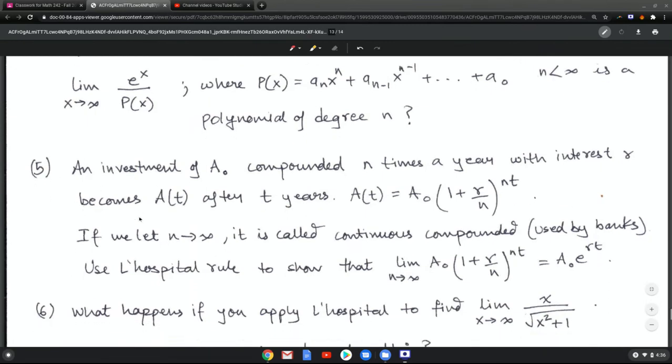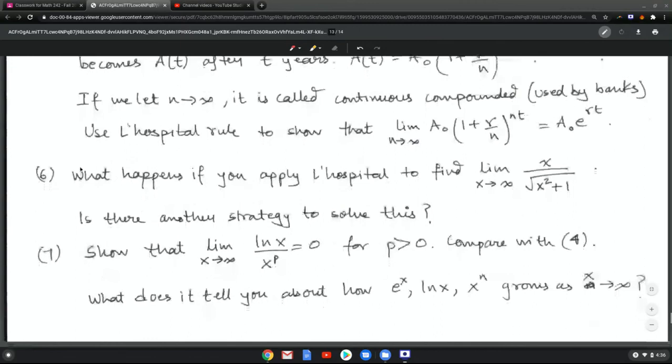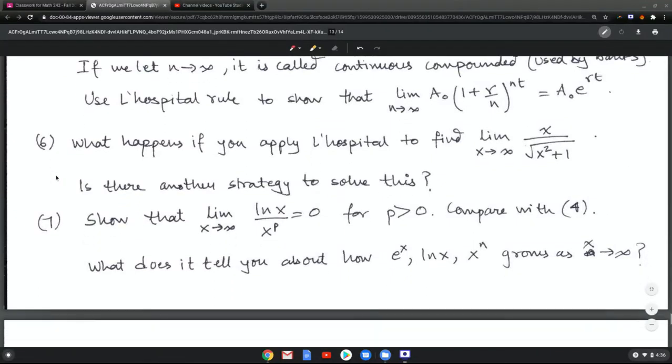Question five gives you another definition of the number e based on growth or continuous compounding, which is used by banks. Six is interesting. This is a function where you try to apply L'Hopital's rule and then see what happens. And the question is, can you find another strategy to solve this problem?